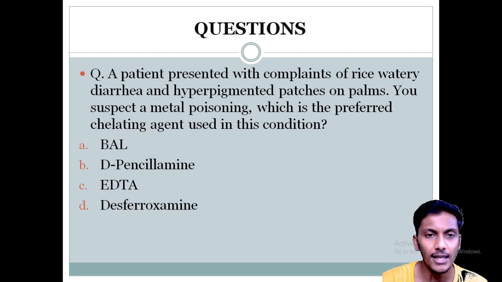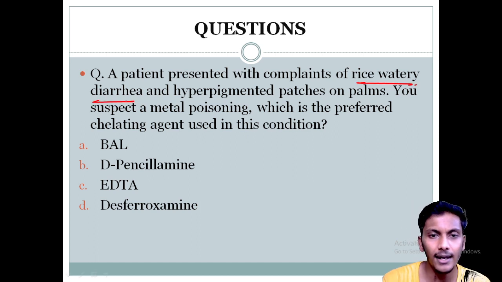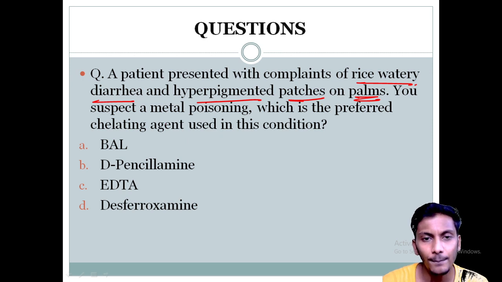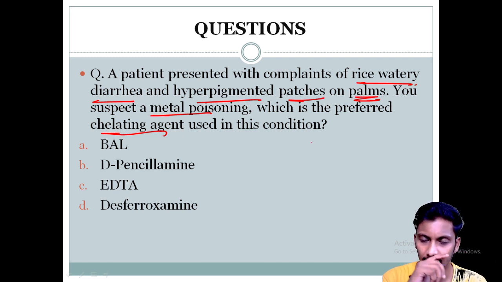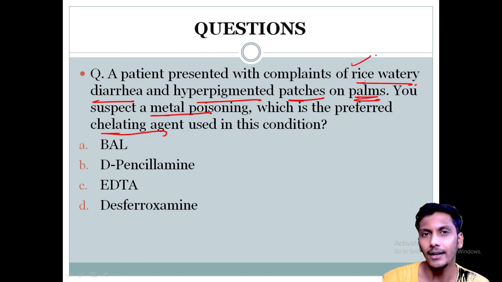The first question says, a patient presented with complaints of rice watery diarrhea and hyperpigmented patches on the palms. You suspect a metal poisoning. Which is the preferred chelating agent used in this condition? Let's come to a provisional diagnosis. Which metal poisoning is this? They have spoken about rice watery diarrhea, resembling cholera. So which of the metal poisonings resembles cholera?